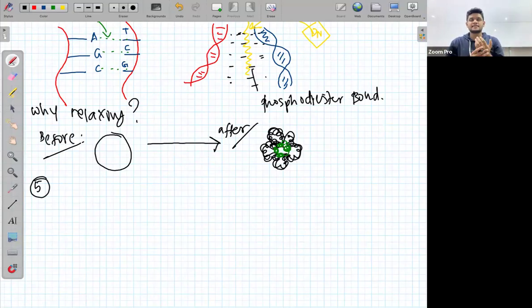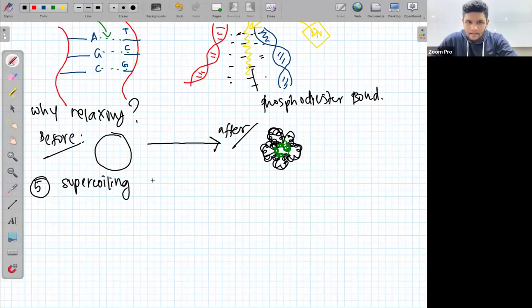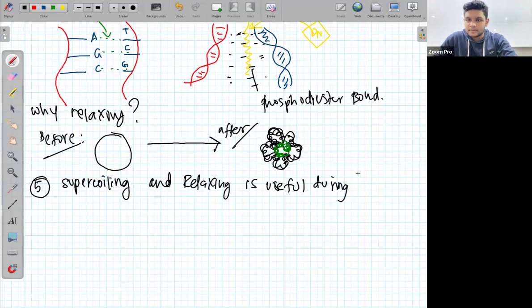So the fifth point is they're saying that supercoiling and relaxing is useful during a process. Now, this word is new for you all: transcription. Don't wonder what this transcription is, because you will be introduced to that in the future, right?